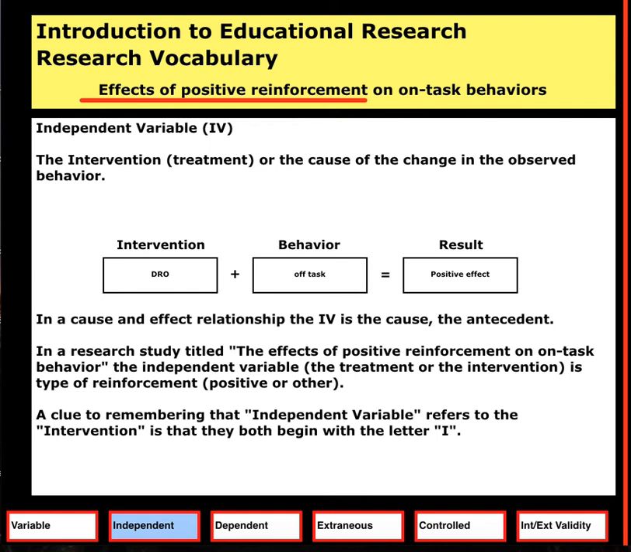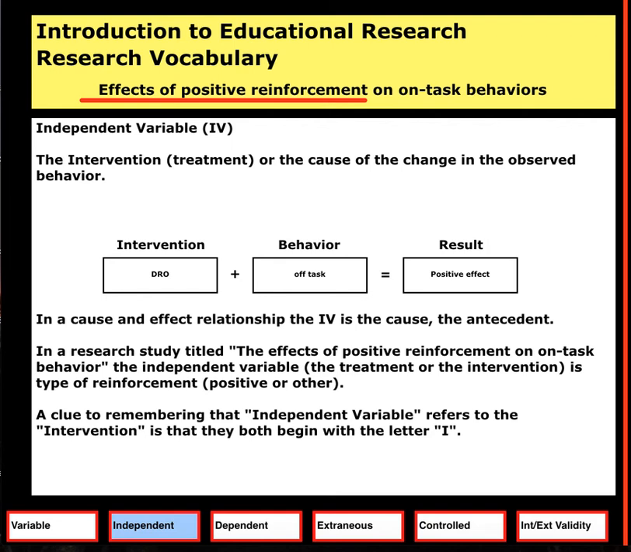It's the type of reinforcement because the researcher will use positive reinforcement and at other times maybe no reinforcement or a different kind, negative reinforcement. But the key point here is the intervention or the treatment in a research study is referred to as the independent variable. That's the special name for the treatment or intervention.